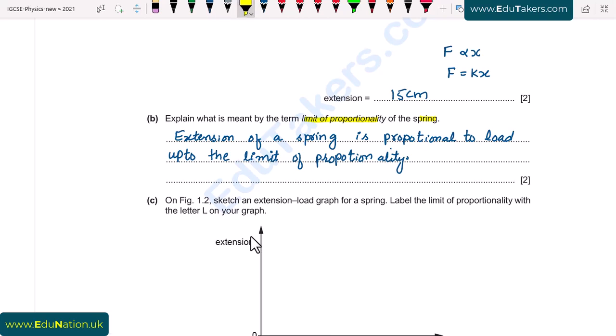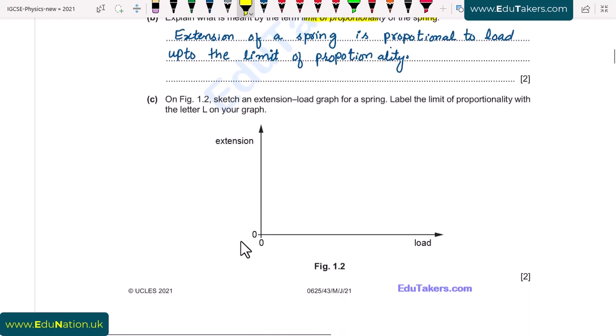Part C. On figure 1.2, sketch an extension load graph for a spring. Label the limit of proportionality with letter L on your graph. So here we can see that in figure 1.2, on the x-axis load is taken and on the y-axis extension is taken. We should be very careful because in some graphs extension is taken along the x-axis and load is taken along the y-axis.